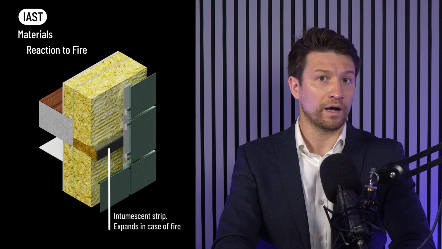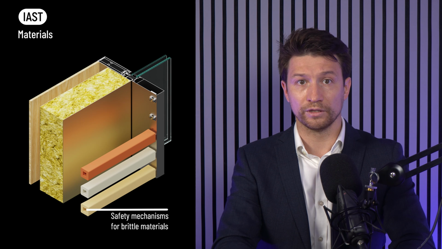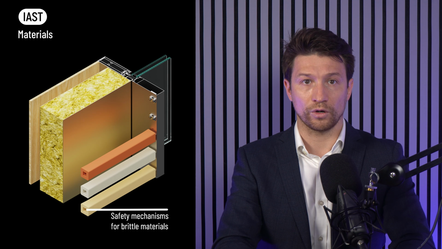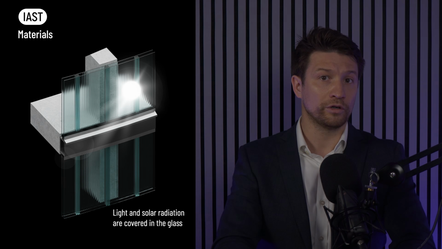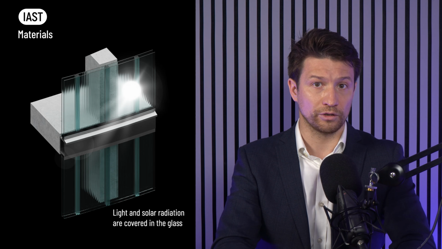Moving on, we explore the materials commonly used in facades. We examine how these materials react to fire and discuss safety precautions in case of brittle materials like glass, ceramics, stone, and terracotta. We also address the thermal conductivity, weather permeability and porosity of these materials, as well as methods for prevention of corrosion in metals. The tutorial on glass covers topics related to light and solar radiation.